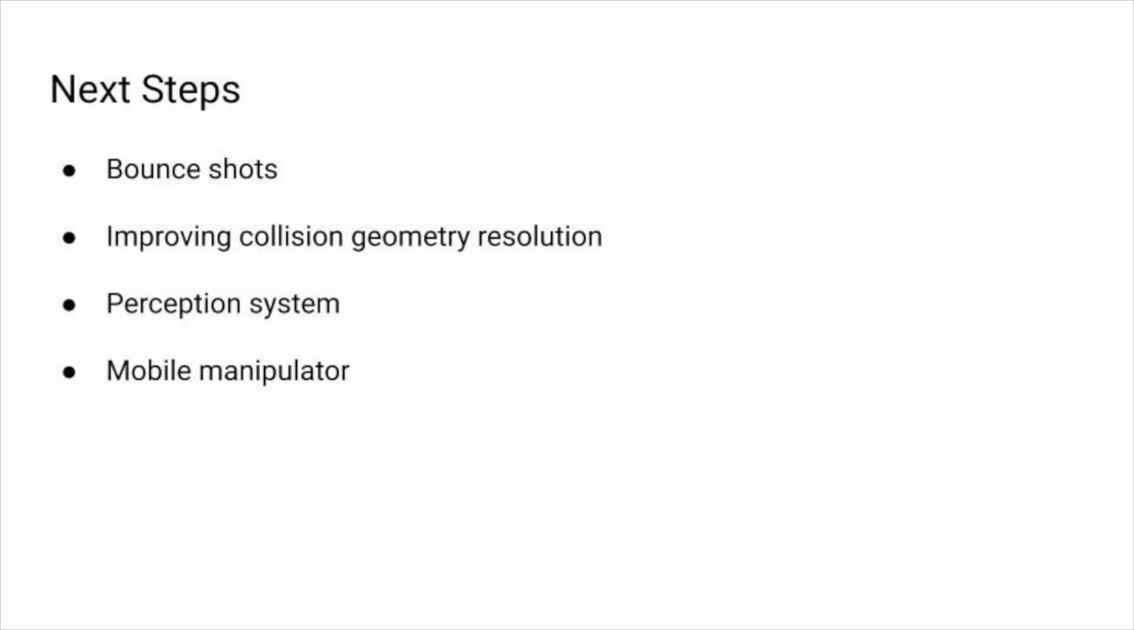Next steps could include considering bouncing the cue ball or target ball off the walls of the table, improving the resolution of collision geometry, adding a perception system for multiple shots, and adding a mobile manipulator. Our current robot can accurately select and execute a single shot from a stationary position, but there are still many improvements to be made.